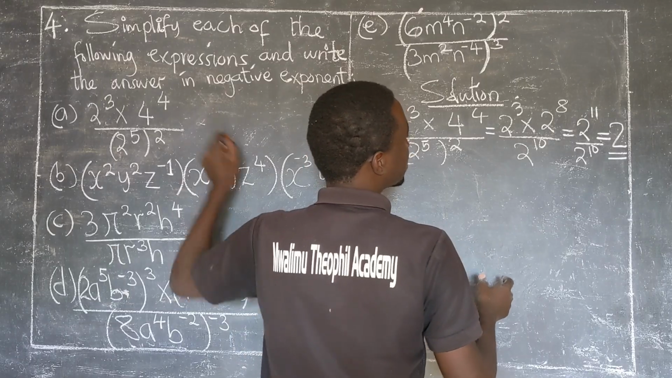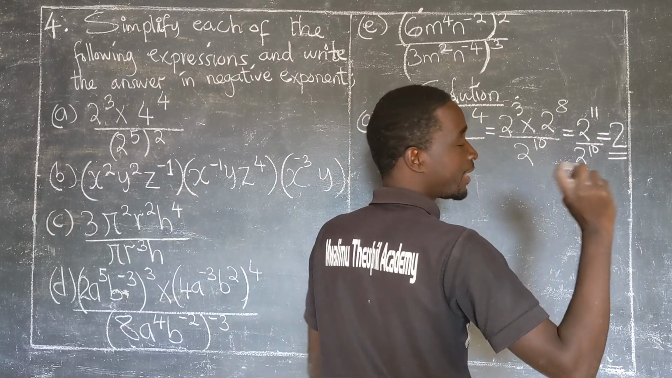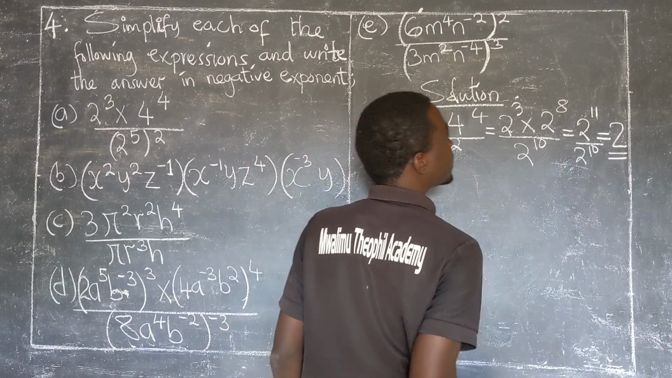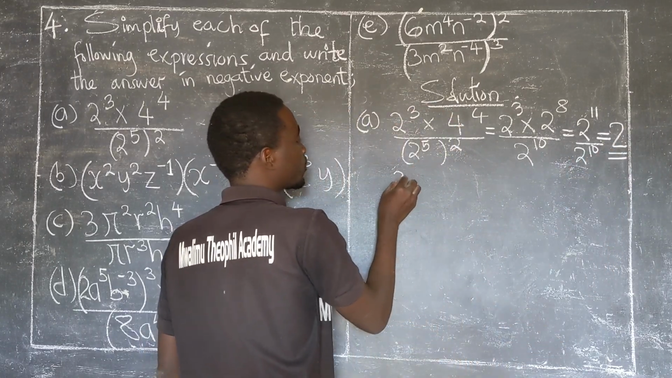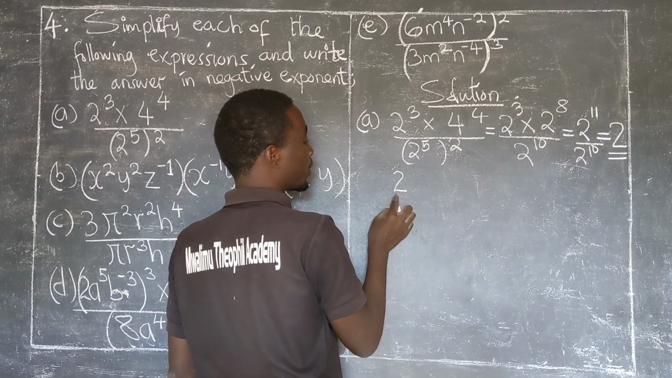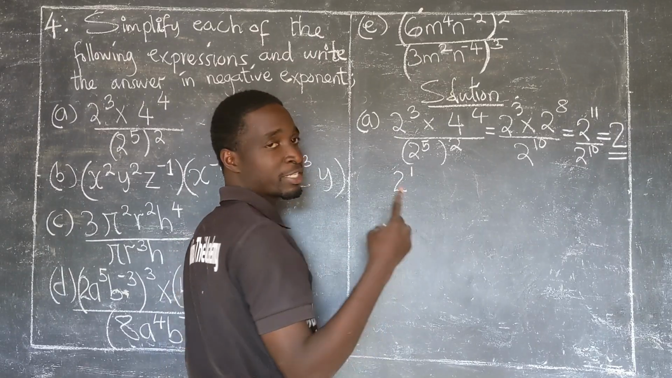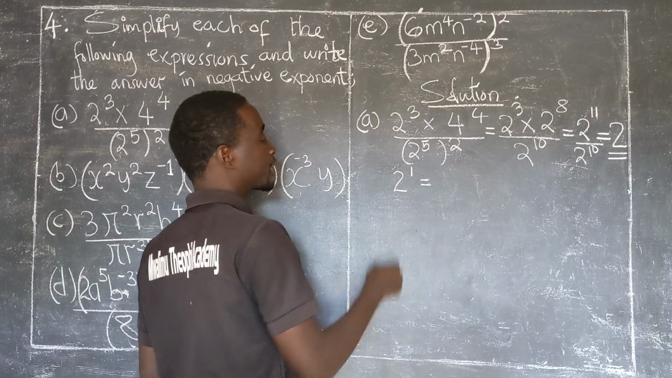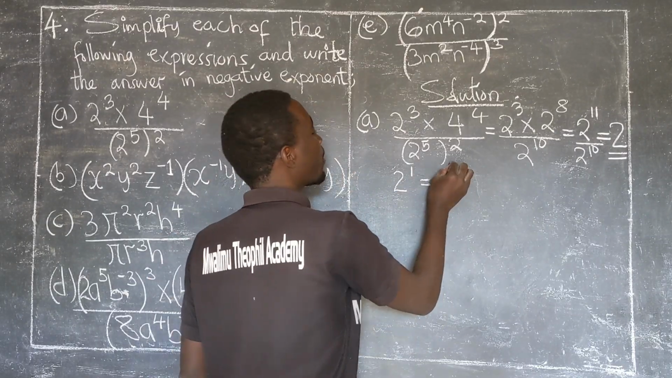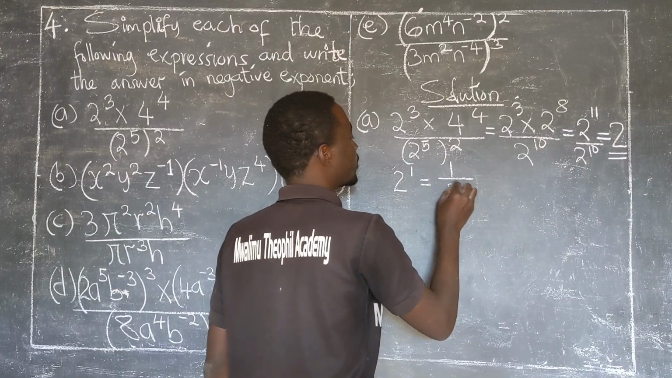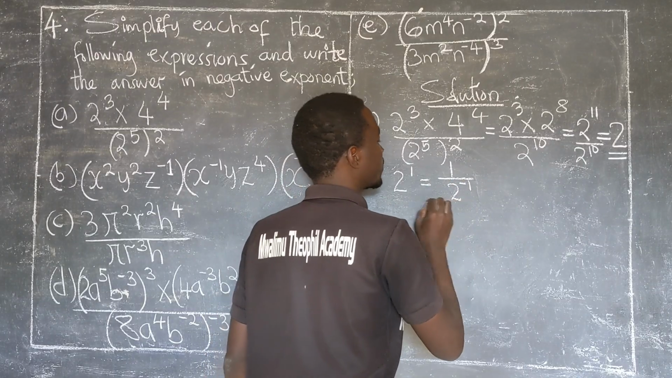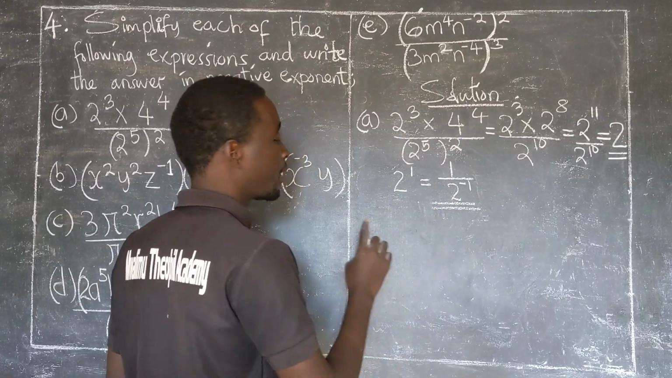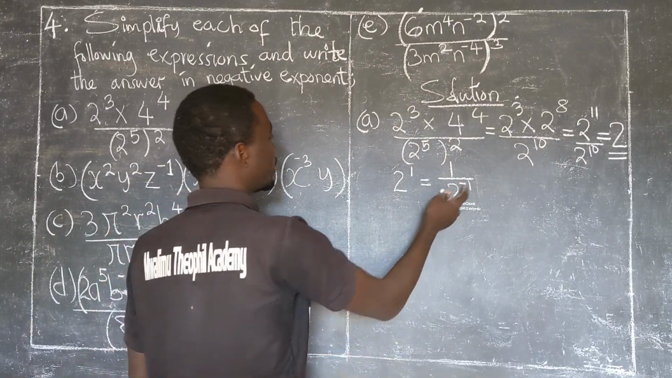But remember, we are instructed to express the final answer in negative exponent. Now, when 2 is expressed in negative exponent, it becomes this way. 2 is equal to 2 raised to 1. Now, to get negative exponent, we reciprocate the present number and its exponent becomes negative. Now, it will be 1 divided by 2 raised to negative 1. So, this is the answer for part A: 1 divided by 2 raised to negative 1.